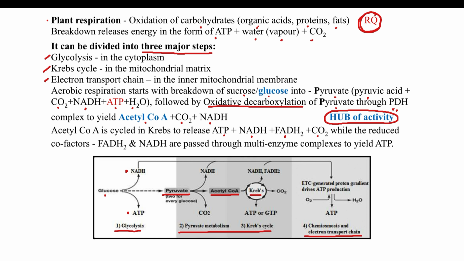This step is also known as a Swanson reaction. So the mitochondrial matrix shows two important steps. One is conversion of pyruvate to acetyl coenzyme A, and it also shows the running of the cycle to yield ATP, FADH2, NADH, and also generate carbon dioxide.